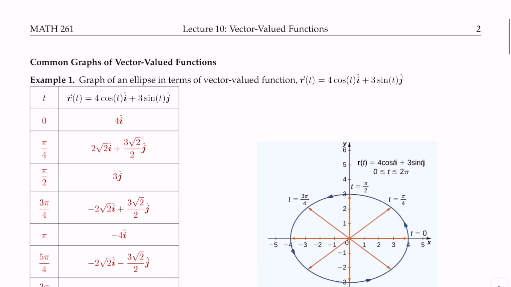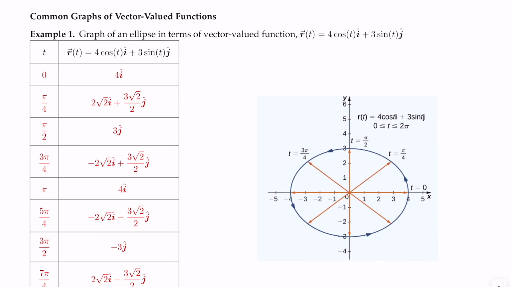So let's consider the following example. In this example, you have a graph of an ellipse in terms of a vector-valued function. This is written in terms of the standard unit vector form. So r of t equals 4 cosine t i plus 3 sine t j, and t is between 0 and 2 pi. So the starting point is t equal to 0, and the ending point is t equal to 2 pi.